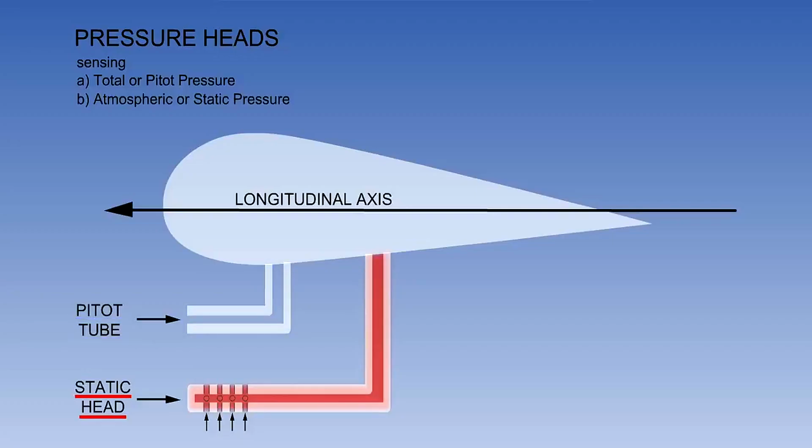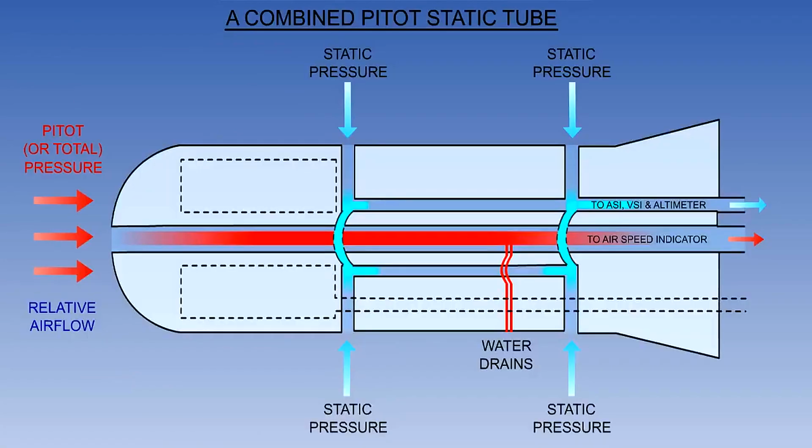A static head is a perforated tube with its forward end sealed against the airflow. The perforations along its length allow only static air pressure to enter the static pressure sensing system. It is also fixed parallel to the longitudinal axis of the aircraft to reduce the possibility of dynamic air pressure entering the static air sensing system.